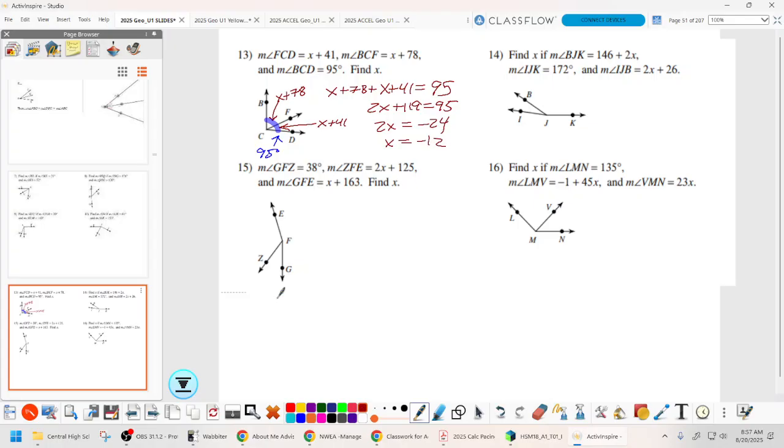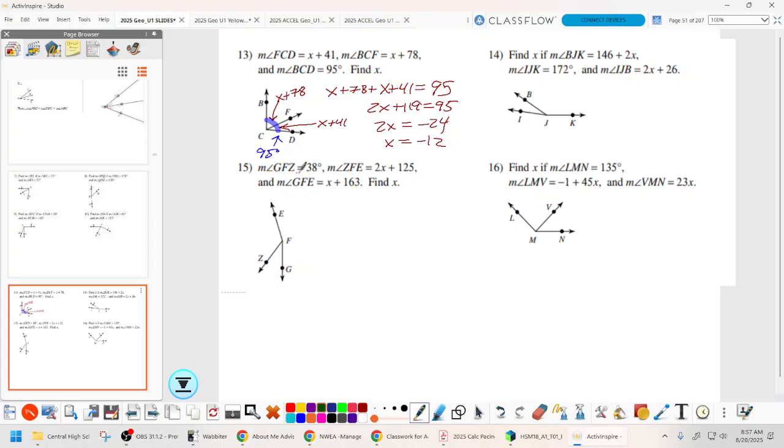Again, we need to check, because we got a negative answer. Is a negative 12 okay? Well, you tell me. Does it make any of those angles negative? No, we're good. Okay? Alright, similarly, down here we have kind of a weird angle.